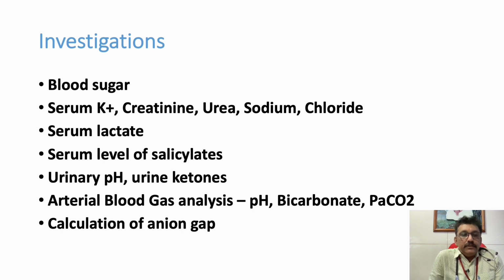Now, whenever we get acidosis in any patient, we first do a blood sugar, because diabetic ketoacidosis is very common, and can present with high anion gap metabolic acidosis. Serum potassium can be done, creatinine and urea for renal failure, sodium and chloride because of hyperchloremic acidosis, lactate to rule out lactic acidosis, and salicylate levels if the patient has taken multiple aspirin tablets, as you can develop salicylate overdose. Urinary pH and urinary ketones: urinary pH is done for renal tubular acidosis, urine ketones for diabetic ketoacidosis. Ideally serum ketones are better than urine ketones in DKA. ABG should be done. Anion gap should be calculated. We have seen the formula in the previous slides. That will tell you whether the problem is high anion gap or normal anion gap metabolic acidosis.